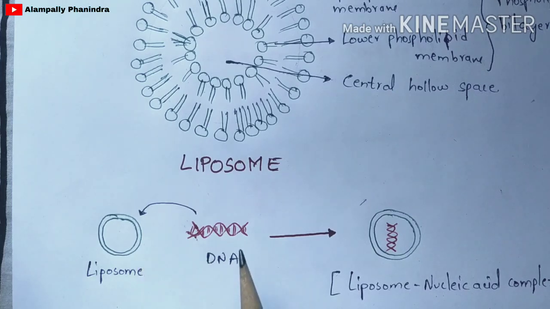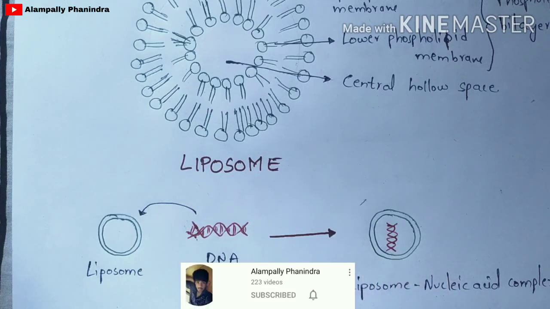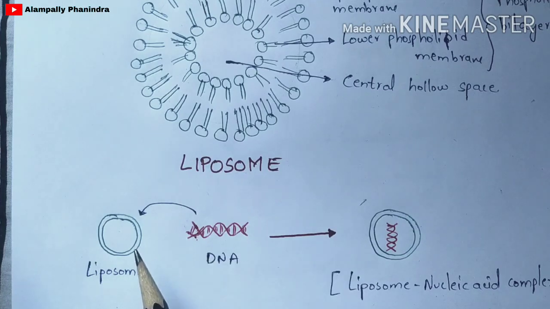Now you are going to take a DNA molecule, that is, the nucleic acid, and inject this DNA into the liposome. Once the DNA enters the liposome, that complex is called a liposome nucleic acid complex. We know that the liposome has an absence of DNA because it consists of a hollow central space. We inject the DNA into the liposome, and it leads to the formation of a liposome nucleic acid complex.